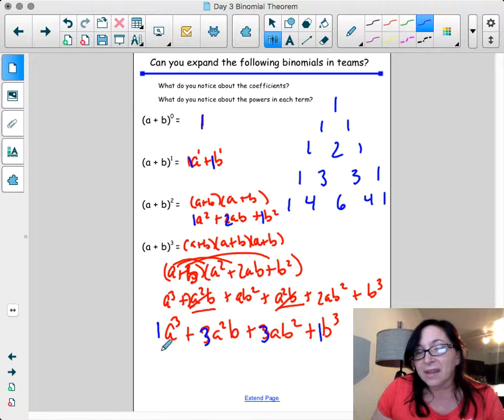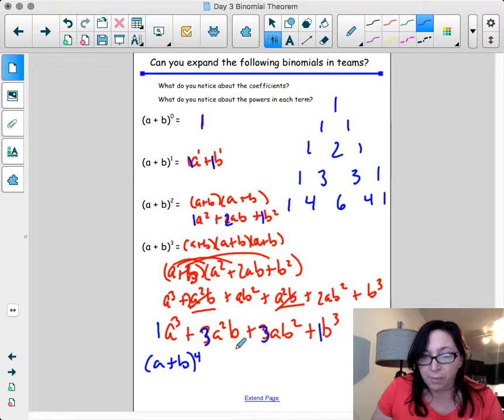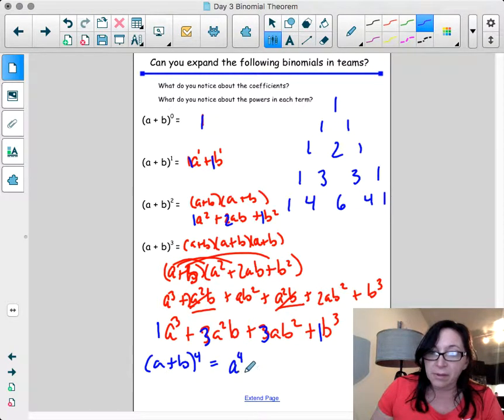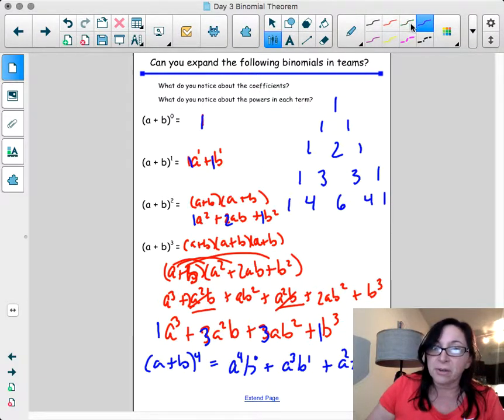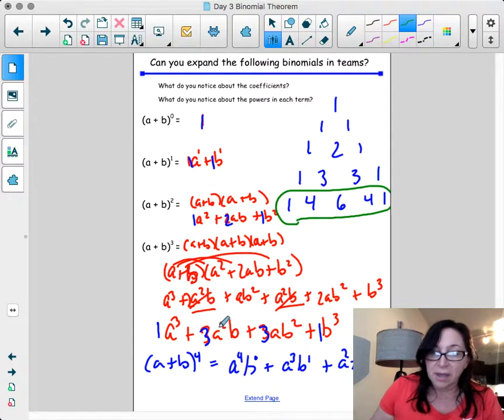So if you were to predict what would happen with A plus B to the 4th power, it might start something like this: A to the 4th and B to the 0 plus A to the 3rd, B to the 1 plus A to the 2nd, B to the 2nd. And then what you would do is you would take your values right here, which are our coefficients, and you would plug those in, 1, 4, 6, etc.